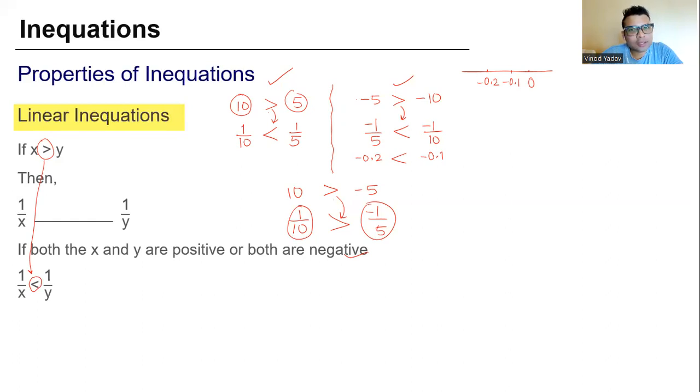So adding, subtracting, clear. Multiplying, dividing, very clear. There you need to be careful, especially if you multiply or divide by a negative: the inequality symbol reverses, right? And finally, while taking the reciprocal, it reverses if both x and y, both sides, have same-sign quantities, that is both positive or both negative. All right.